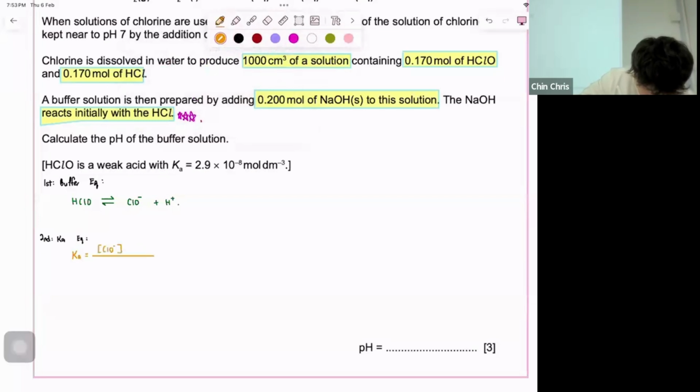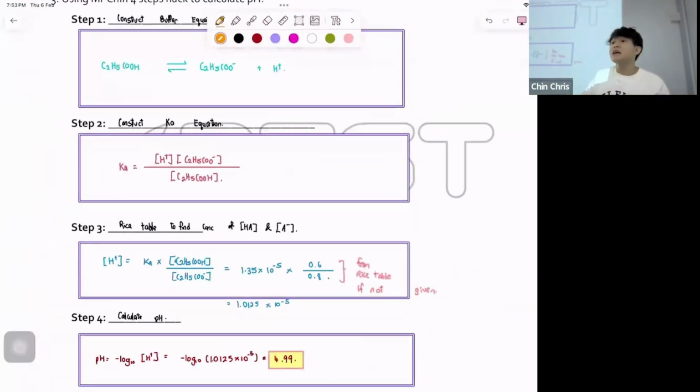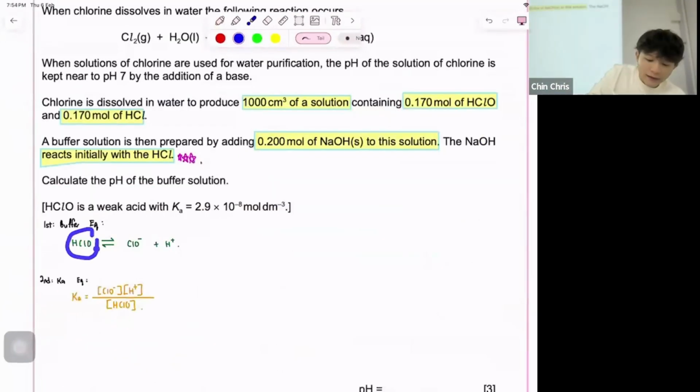ClO minus, H plus, HClO, correct? Okay, yeah. You still have your Ka equation, not bad. Okay, then guys, second step done. What is my third step? Rise table. You see, right, guys? Again, rise table to find HA and A minus. Remember, rise table. So, guys, do you know the concentration of HClO and ClO minus?